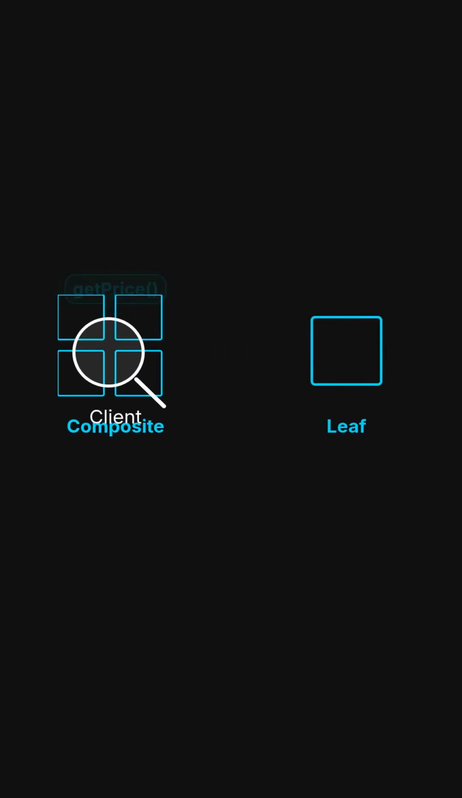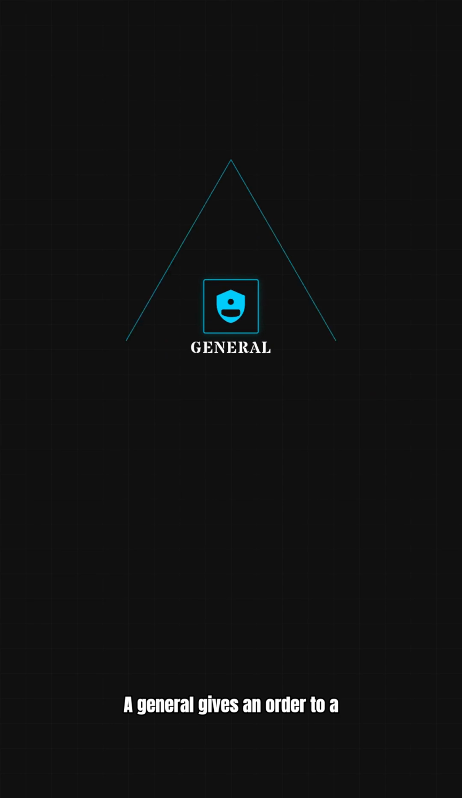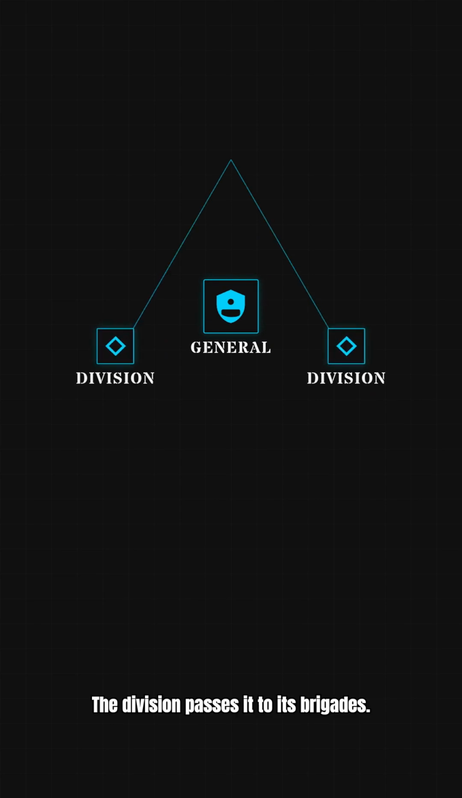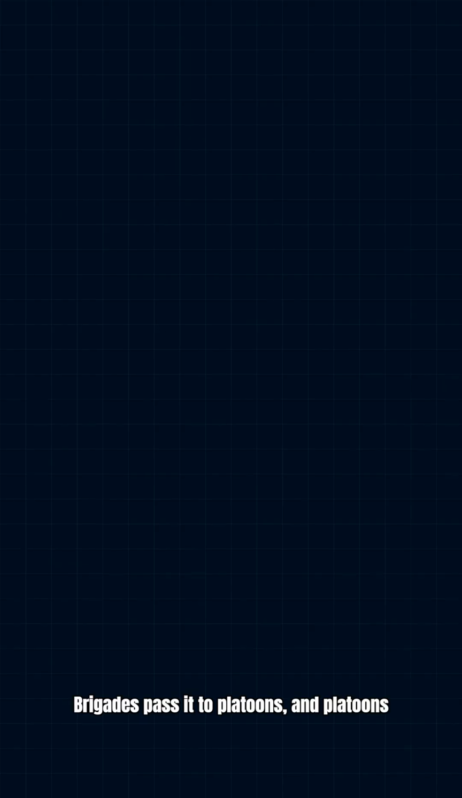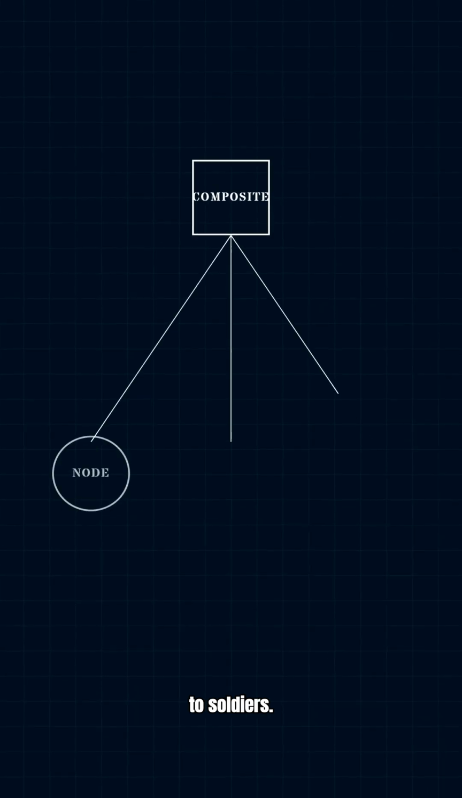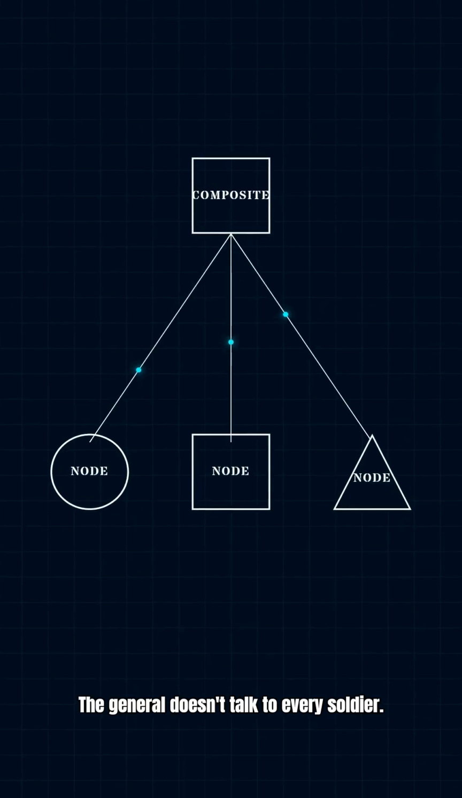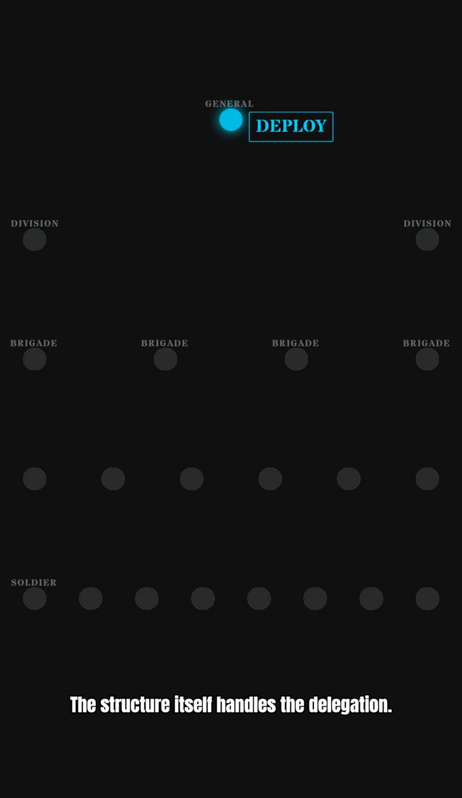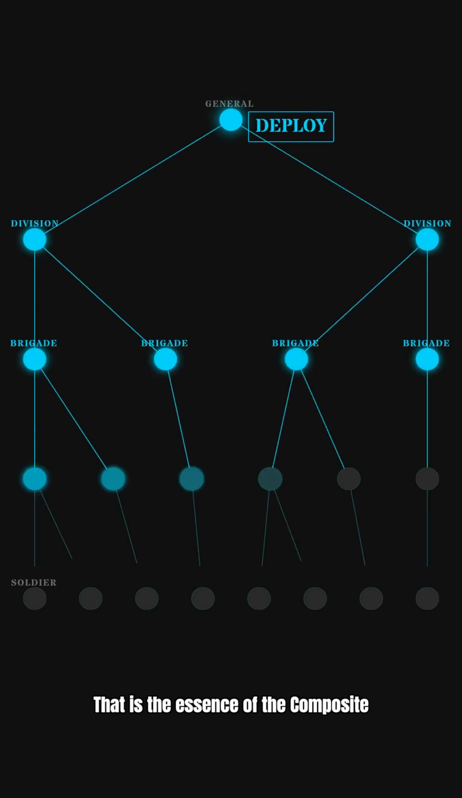It is seamless. Think of an army. A general gives an order to a division. The division passes it to its brigades. Brigades pass it to platoons and platoons to soldiers. The general doesn't talk to every soldier. The structure itself handles the delegation. That is the essence of the composite pattern.